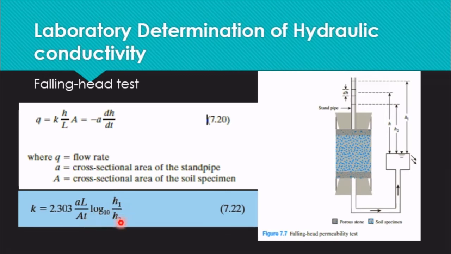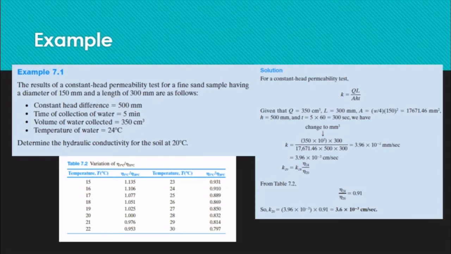Right? So, let's have some examples. This is easy, straight to the formula. The results of a constant head permeability test for a fine sand. By the way, the constant head test is normally done on fine sand, and it is quick. Having a diameter of 150 mm and length of 300 mm, the results are as follows.